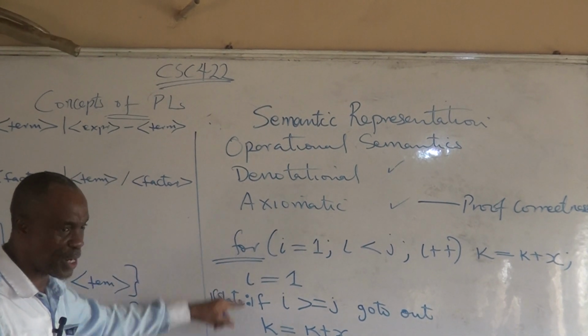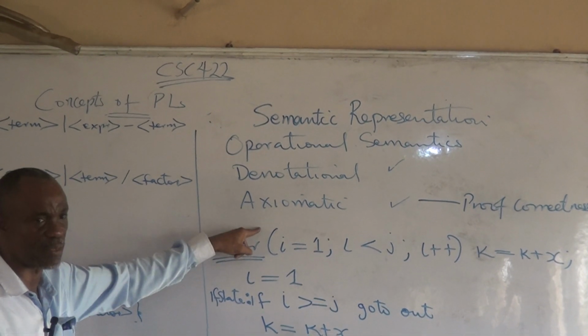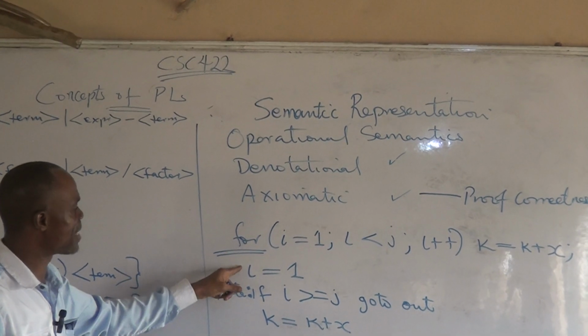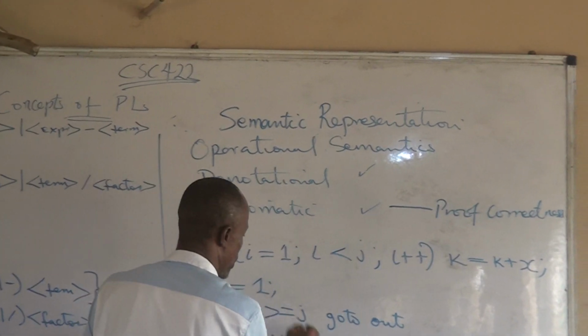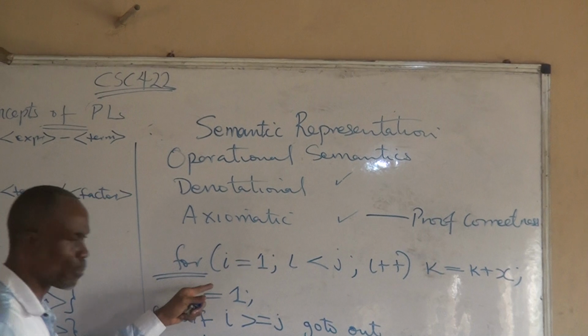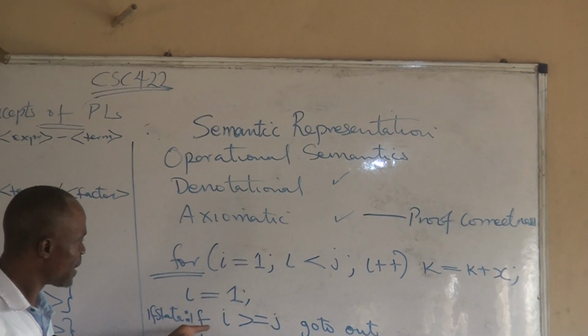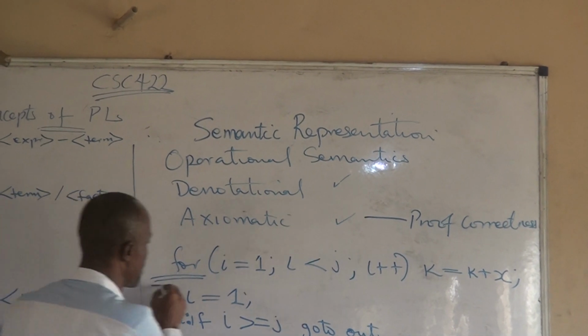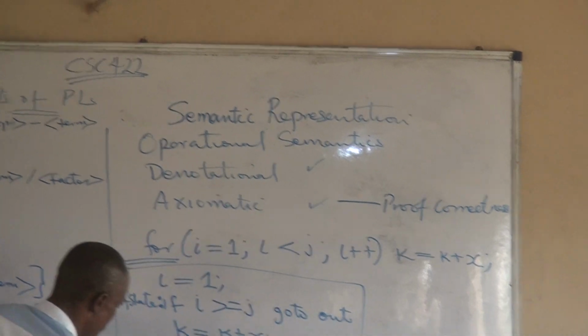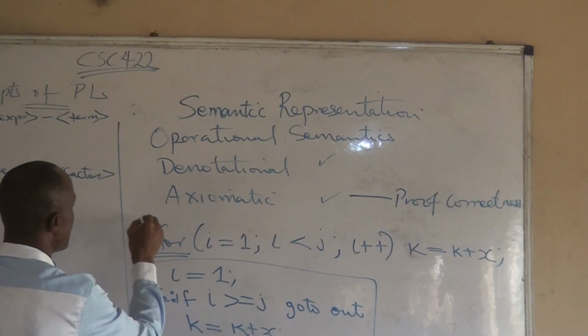So this is the operational semantics of this statement. You know that the first thing it will do, it will say I equal to 1. Are you listening? So this is the operational semantics of this.